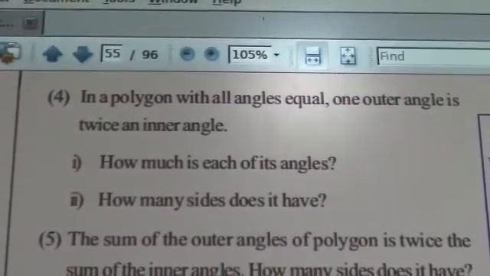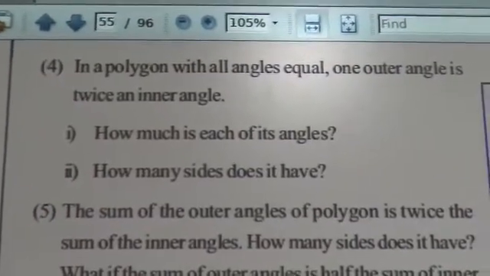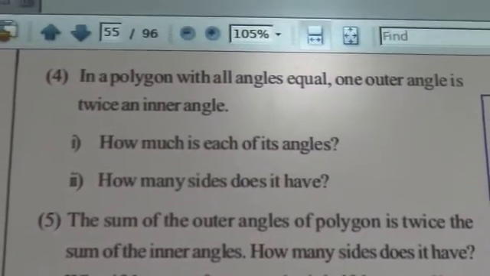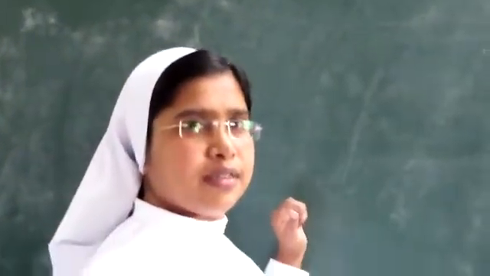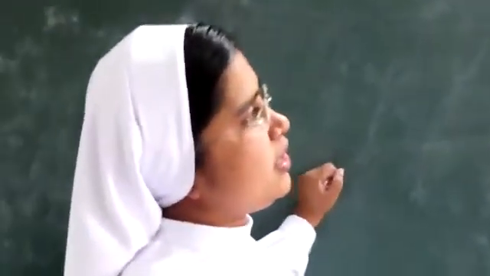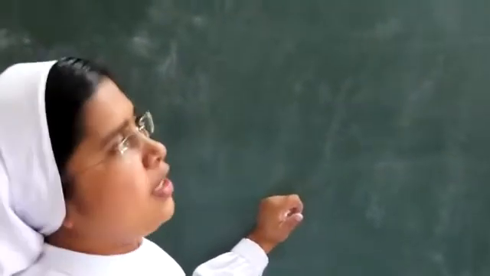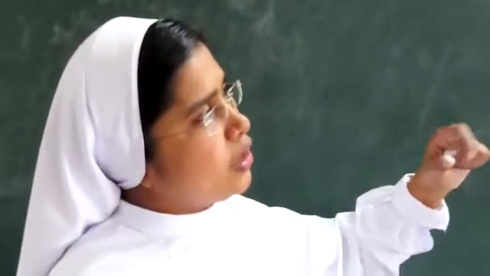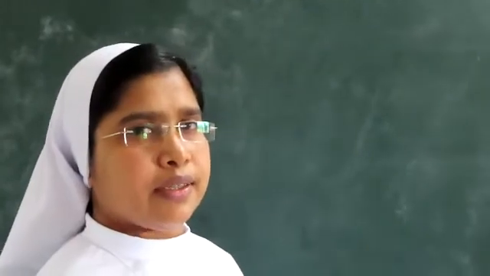Now we have to apply the chapter equation algebra. How much is each of its angles and how many sides does it have? So we have to find out how much is each of its angles and how many sides it has. What are the things given to us? It is a polygon with all angles equal, and one clue is given: one outer angle is twice an inner angle.